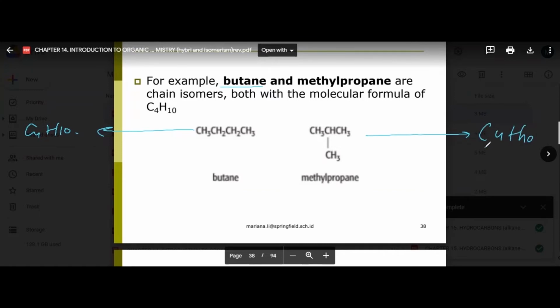So please remember, structural isomers are molecules with the same molecular formula, but different structural formula. In this case, it is about how the carbon is connected to another carbon: this is straight chain, this is branched. Once again, the chemical properties will be the same, since they have the same functional groups. But the physical properties will be different. The boiling point of butane is higher compared to methylpropane.